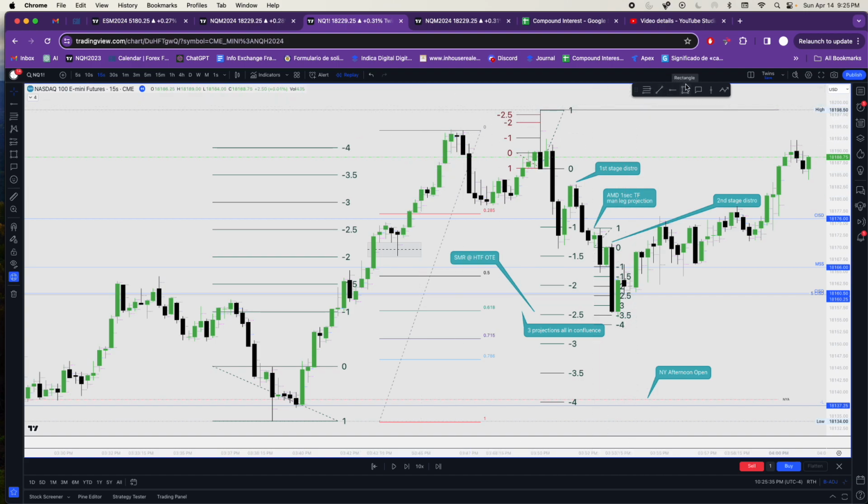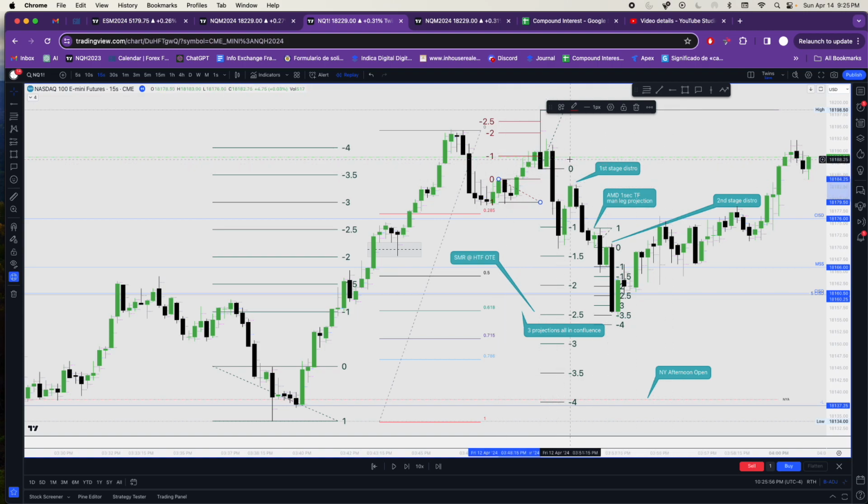But let's measure. Of course, we know this one. This is on a lower time frame. But just looking at this on a 15-second. Not bad. This is off by 2 points.